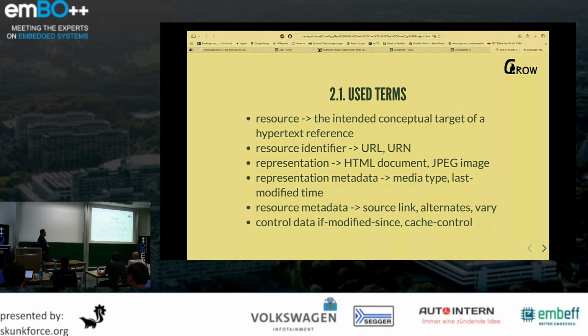The terms they used: resources. If you have resources and want to access them, you need a resource identifier, which is known as URI, URL, URN. The representation is something like an HTML document, a JPEG image, or some binary format which can be interpreted. You have representation and resource metadata, which is usually packed in a key value store containing strings. The keys are described in the RFCs and the contents also. Also control data is in the metadata part of the HTTP protocol.